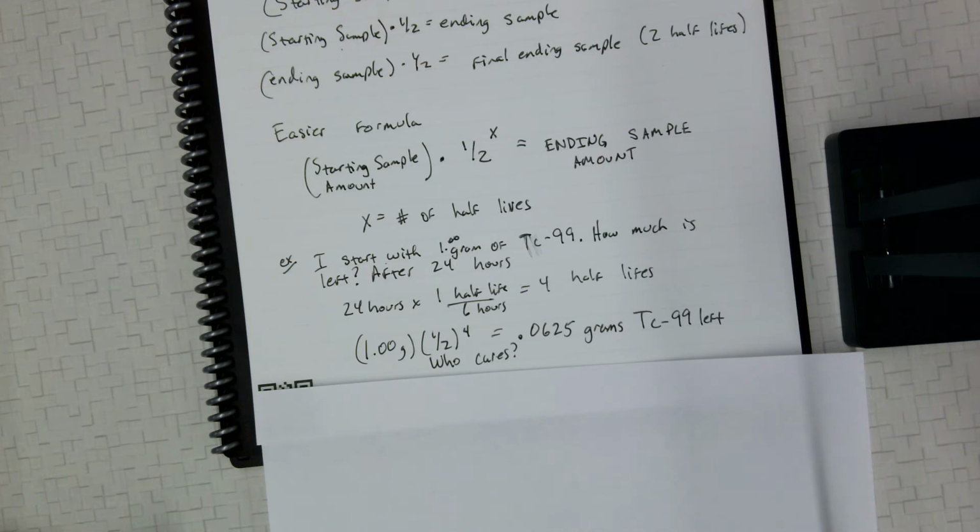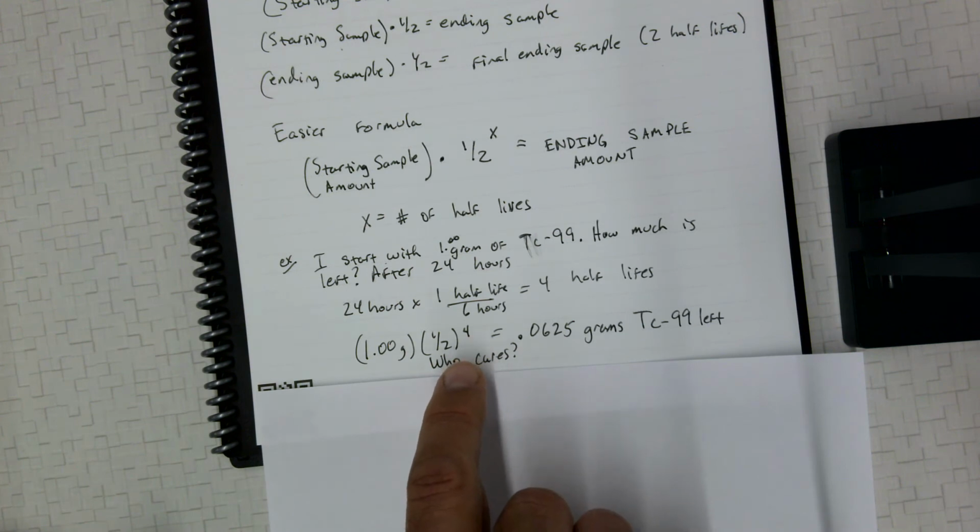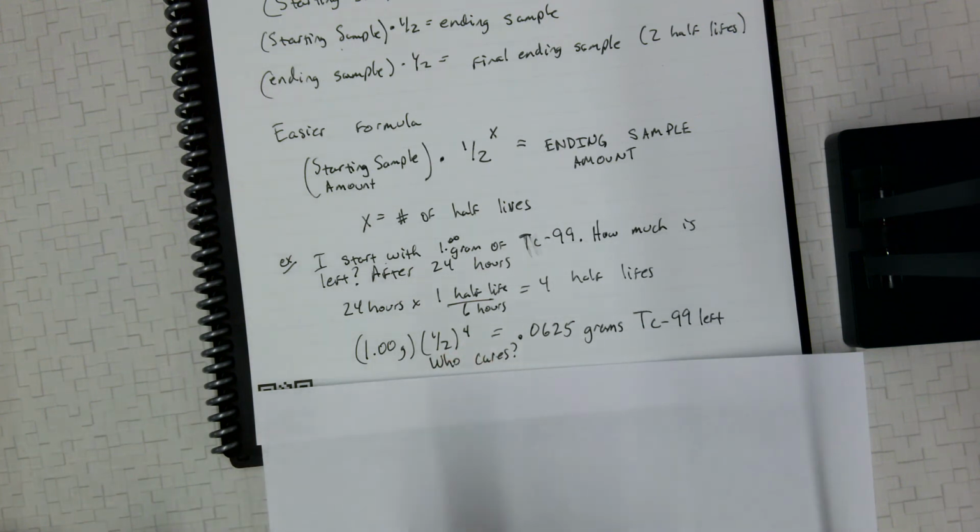Okay. Now, typically in hospitals, it's very rare that we're given anything like this. We either need to find, given the start and the end amount, the number of half-lives, or we're given the end and we want to work backwards to find out what we started with. Then the math becomes a little bit more complicated.